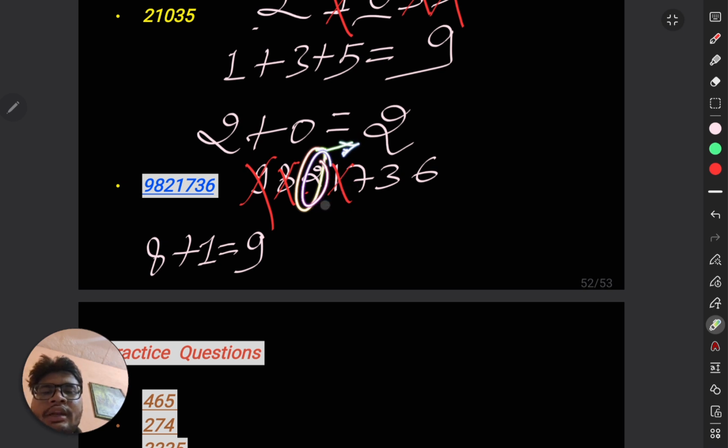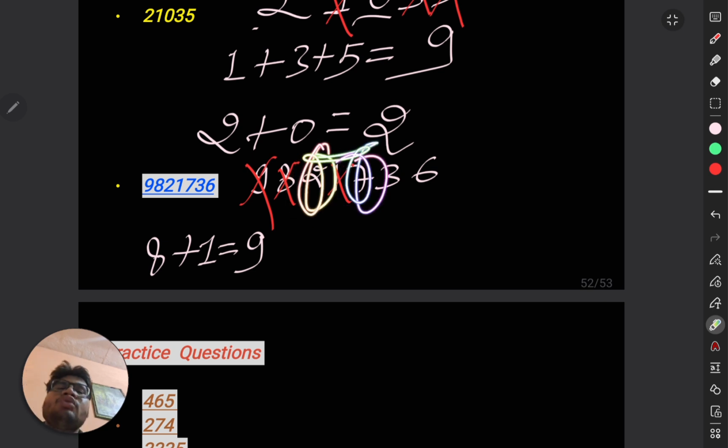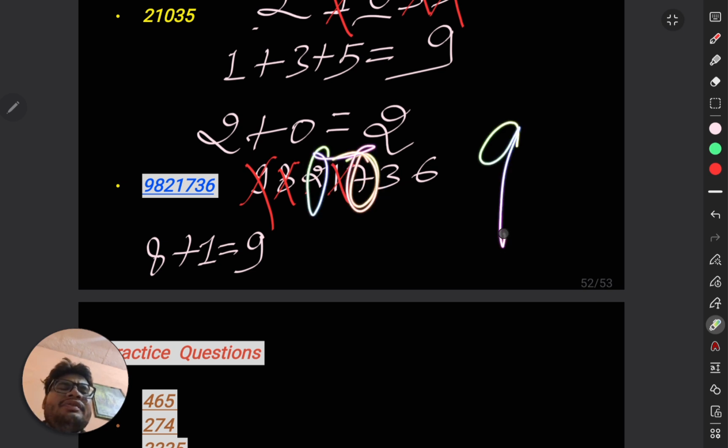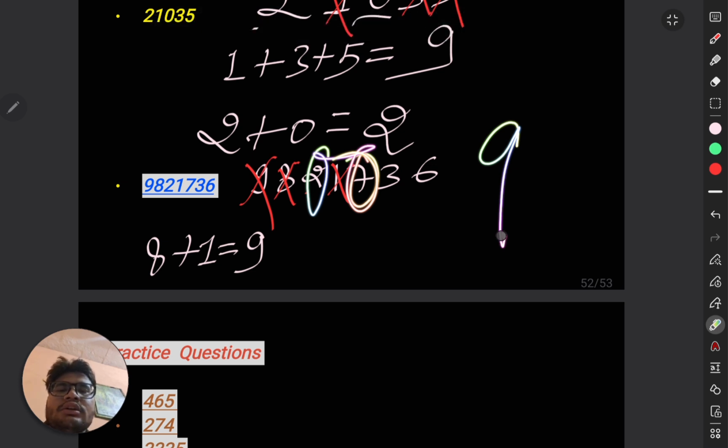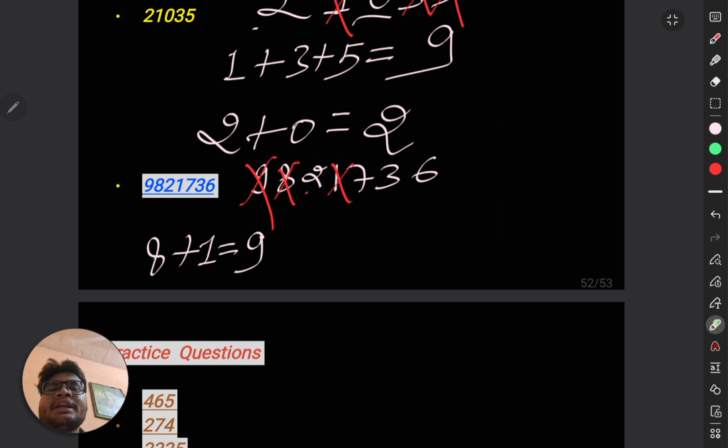Is 7 available in this number? Yes, 7 is available in this number. So here 2 and 7, we have to add these numbers. When we add these numbers 2 and 7, we will get 9. So then there is no need to write these adding up numbers. We have to directly cast out. Okay, so then we will cast out these numbers.